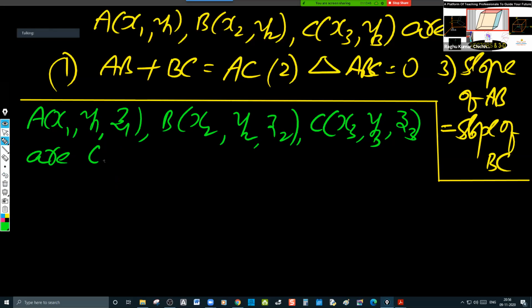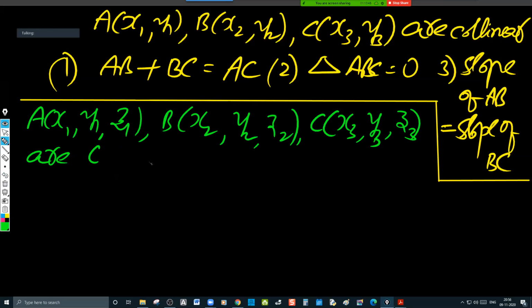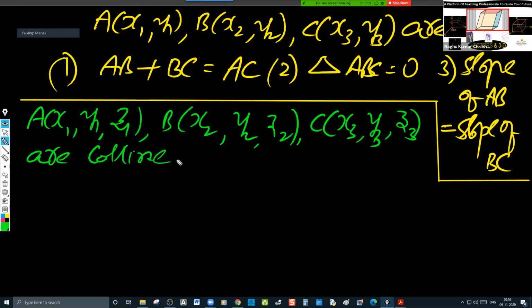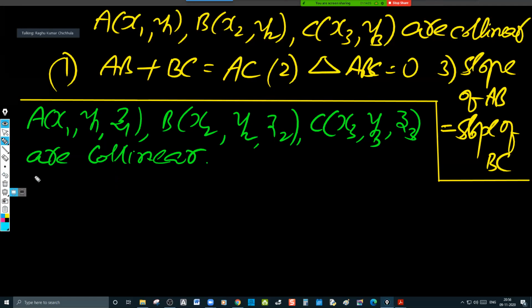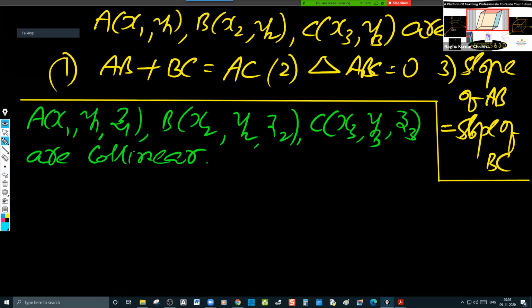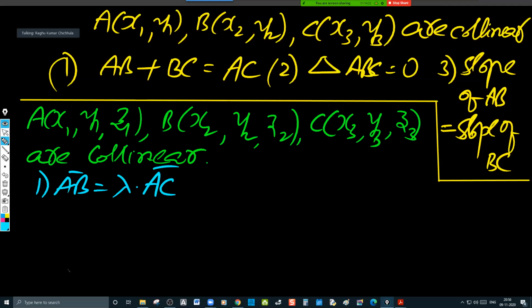Anyone? Anshuman, Manas, Siddharth? AB is equal to lambda AC. Very good. Kaushik, in vectors, we have already taken a linear relation between them. AB bar is equal to lambda into AC bar or lambda into BC bar, something like that.